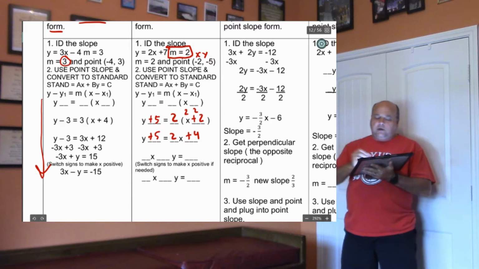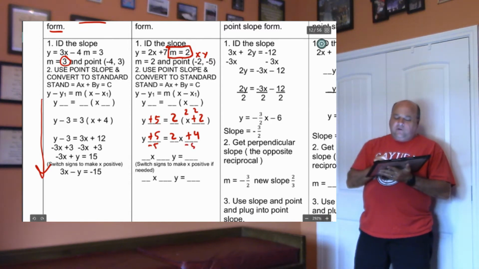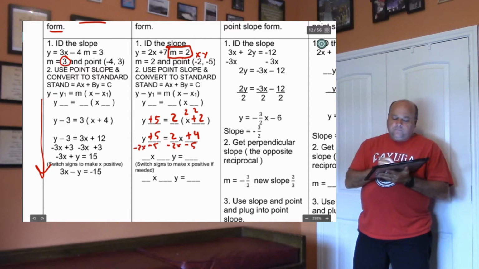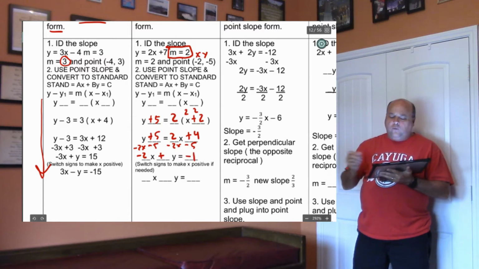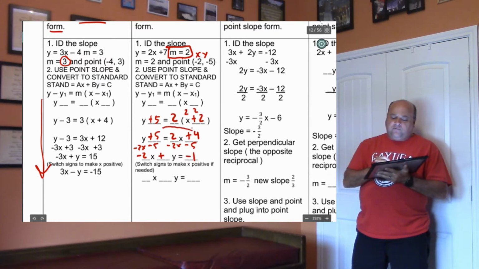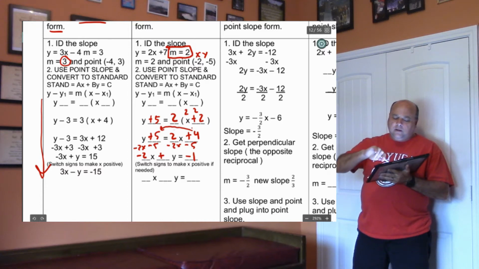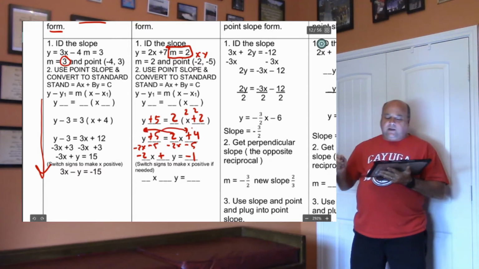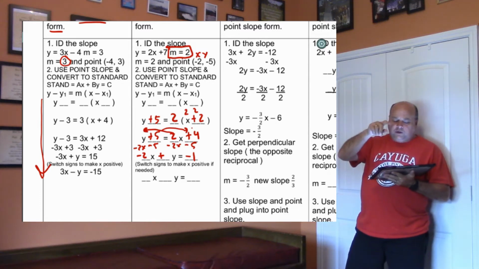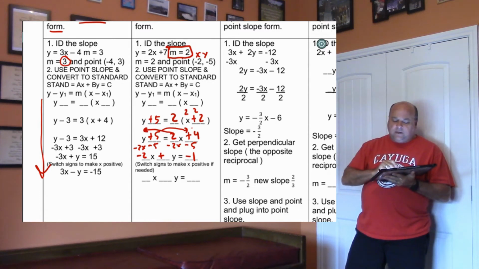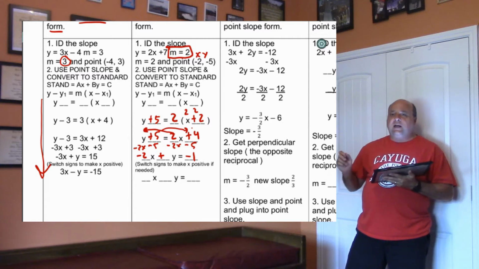We want standard, don't we? So I'm going to move the 5 over and then move this 2x over. Okay? So I'm going to get negative 2x plus y equals negative 1. So on this one here, I moved the 4 over to here. I'm sorry, I moved the 5, didn't I? I moved the 5 here, and I just moved that 2x to the left. So the 2x is going to switch to a negative. The y stays in the middle, and then 4 minus 5 is a negative 1.